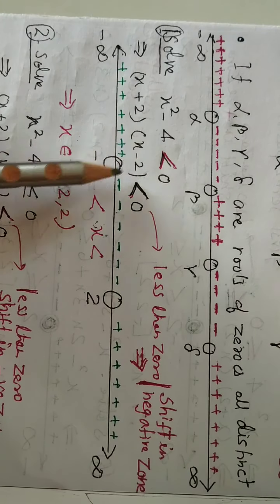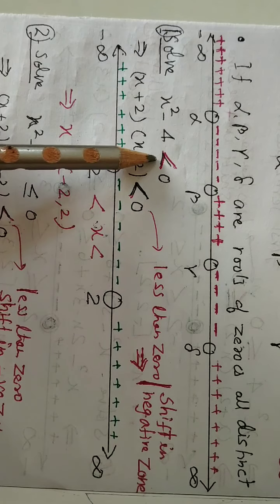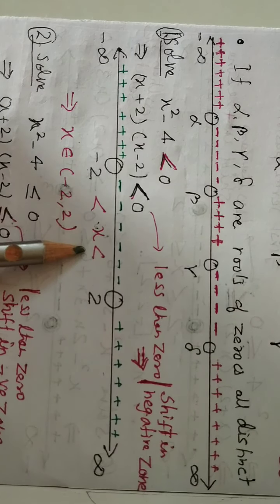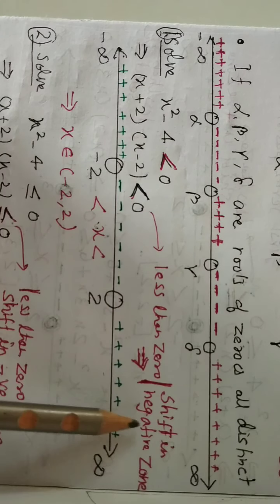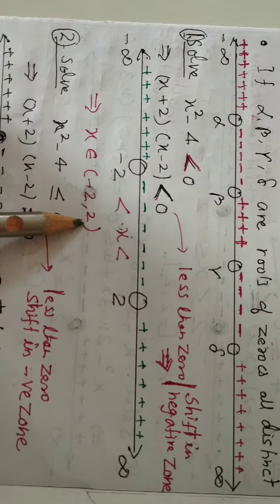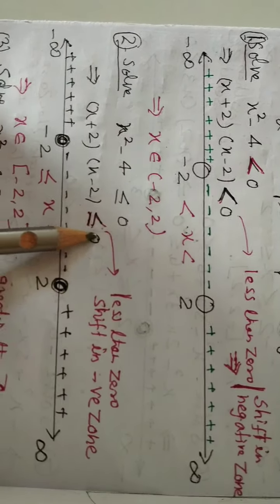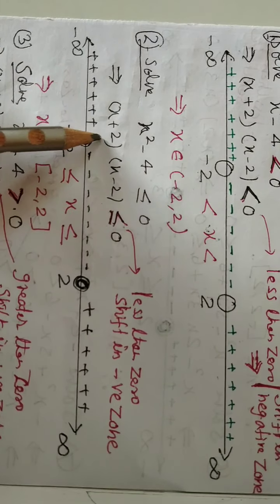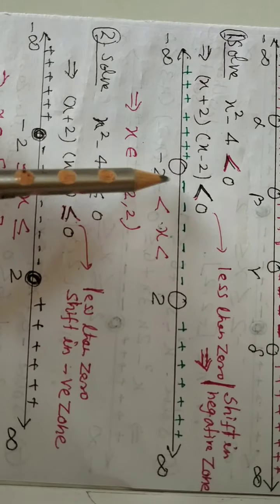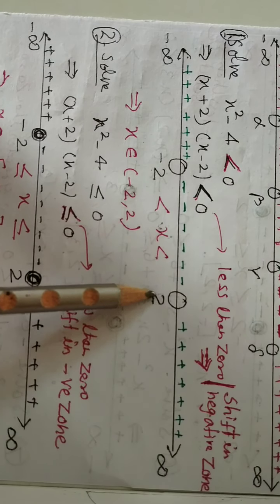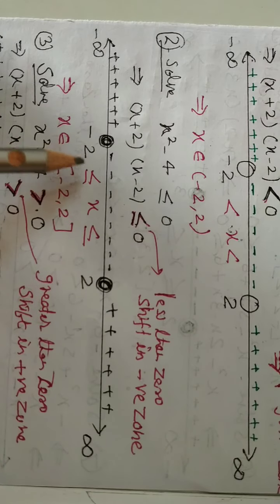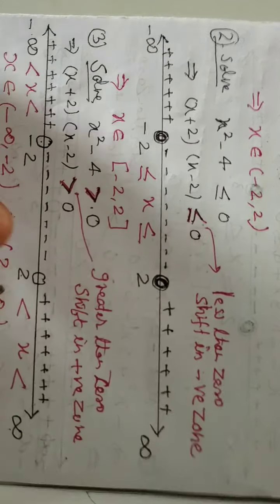Now solve this. So express alpha and beta on the number line. Less than means do not take minus 2 and 2. Then less than means we need negative signs. So from this to this will be the answer. So x belongs to minus 2 to 2. Less than or equal to means we need both minus 2 and plus 2. Both have been darkened, but in the first problem minus 2 and 2 are not to be taken. Here both are taken. Again less than means negative to be taken. So x belongs to minus 2 to 2.